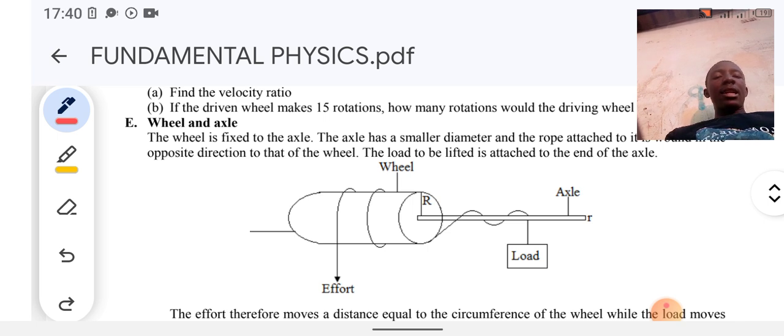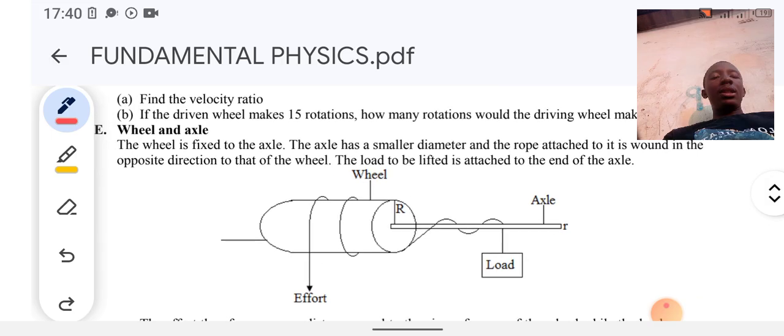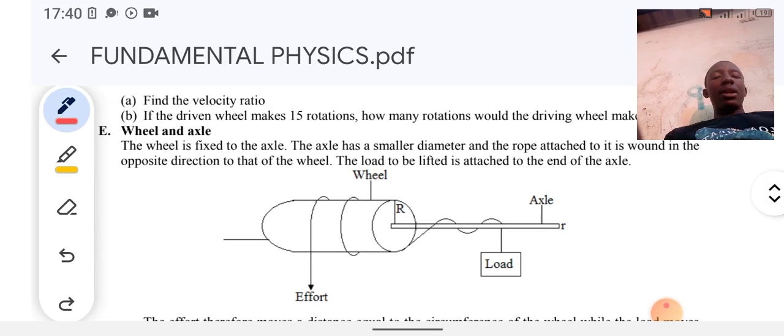So how do you find the velocity ratio on this type of simple machine? We simply say 2 pi r over the pitch, where r is the radius of rotation of the effort.